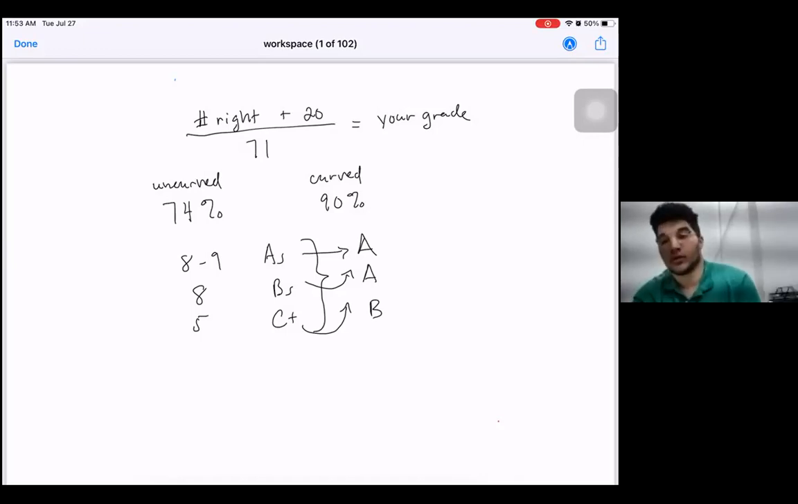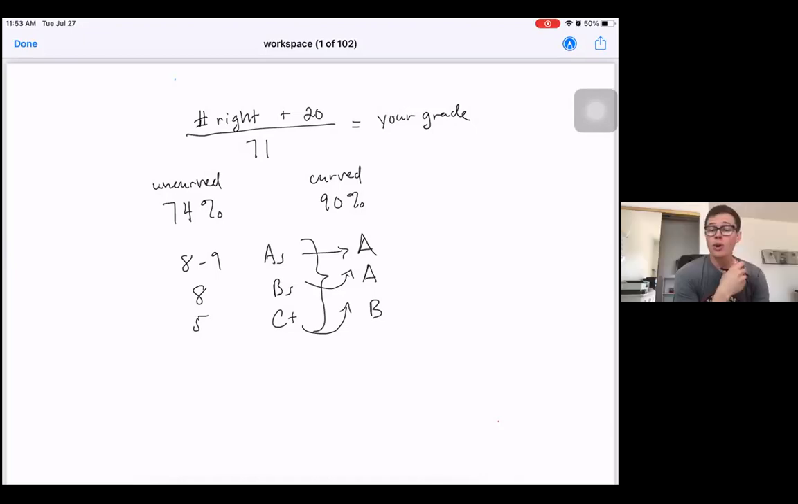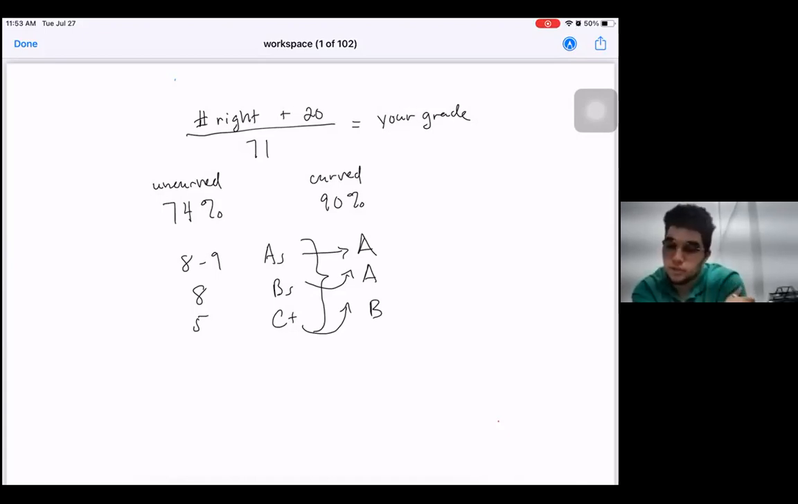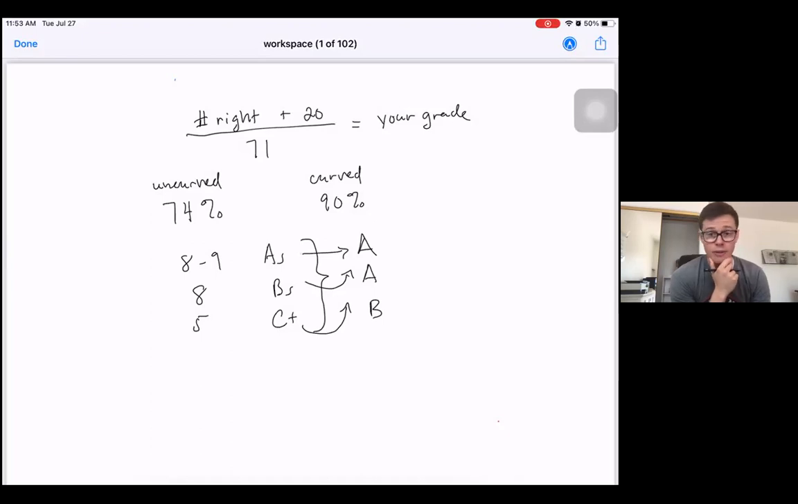Professor, I have 2 questions. Whether we do the test corrections or not, that curve still holds in place, right? Yeah, the curve will not be affected by your test corrections. This is just going to be a homework assignment. You get 10 points for it if you complete it. Oh, so the test corrections don't actually affect our test grade? No, they will not affect your test grade.